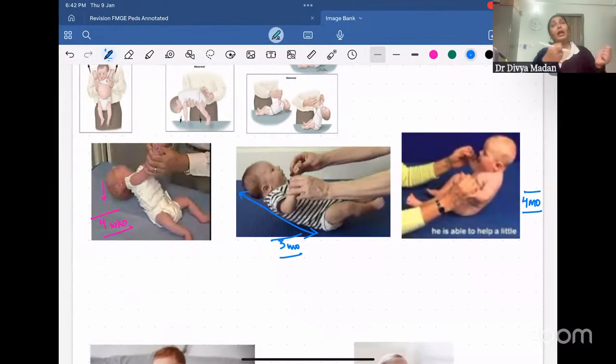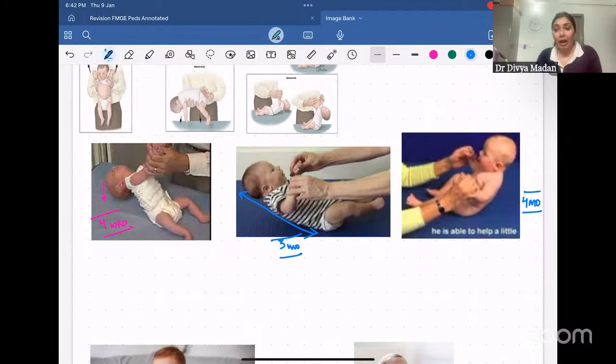So remember these three images. First image, if the head is completely lagging, 4 weeks. Head in line with the back, that is 3 months. If the head is above, the child is trying to sit, and is able to help you a little to make him sit, that means a little truncal control is also coming. This is above 3 months of age, that is at 4 months of age.